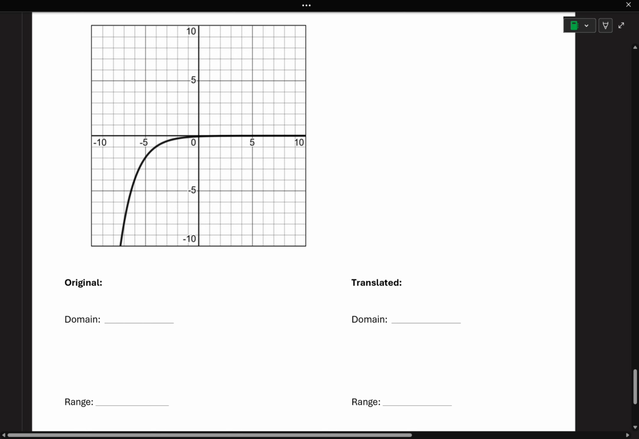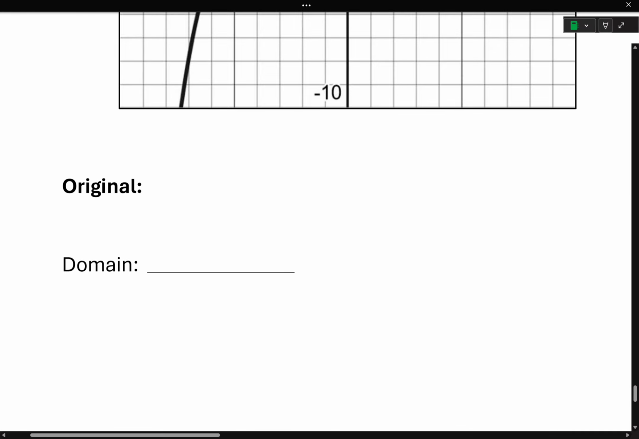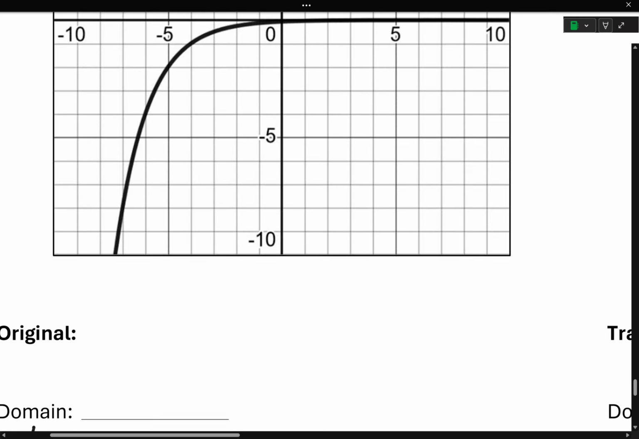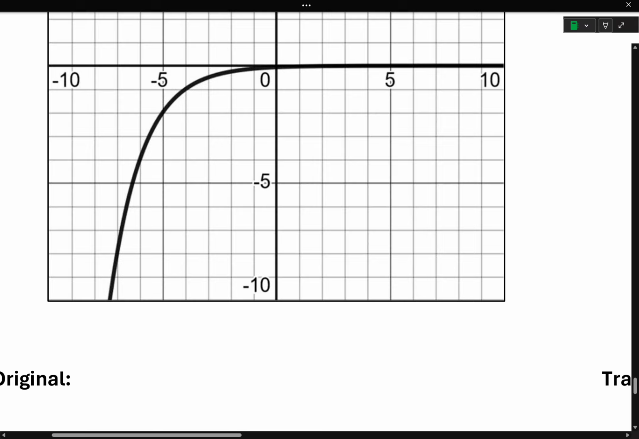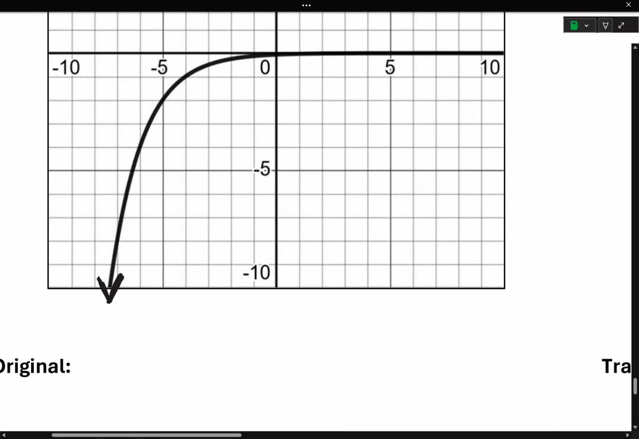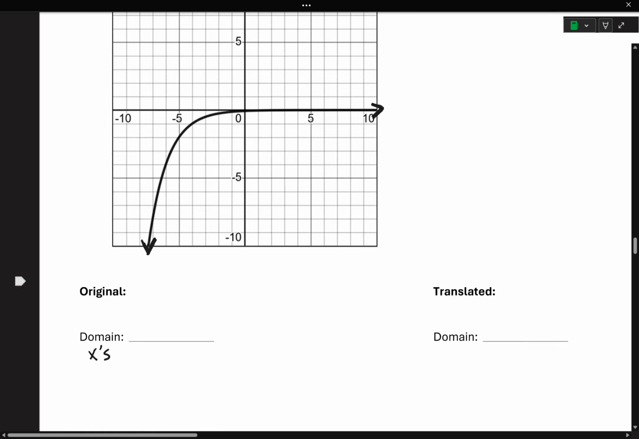The domain, let me remind you, talks about our x's. Our domain is the most left x all the way to the most right x. Now I know the original function here doesn't have arrows, because I screenshot it off of a graphing thing, but we would have arrows here, right? Because they go on forever. So it looks like I have an arrow going to the left and an arrow on the right. This means my graph exists forever on the left and forever to the right.